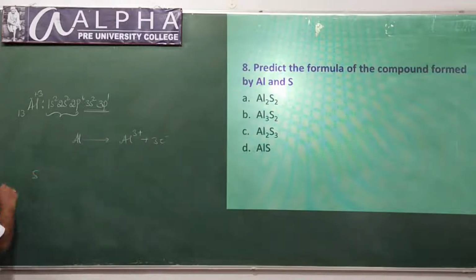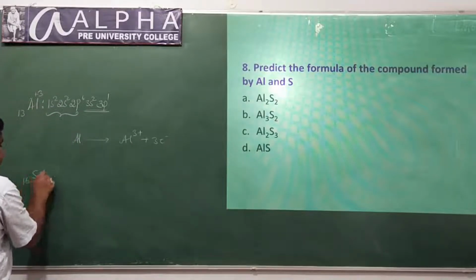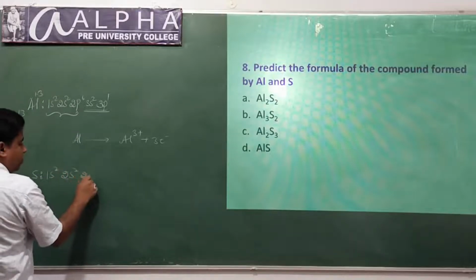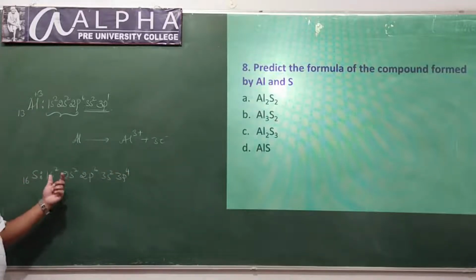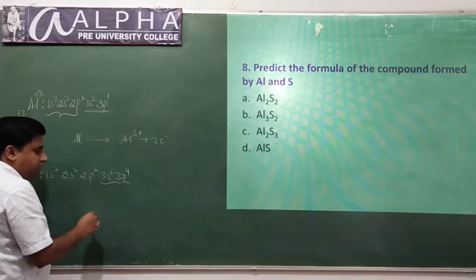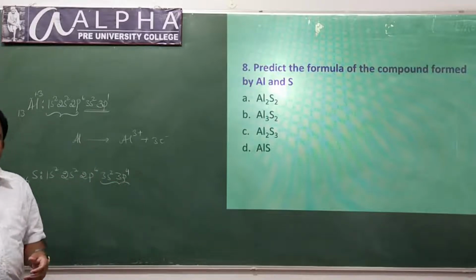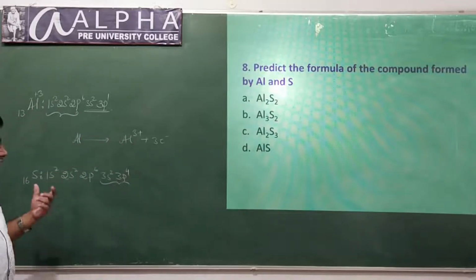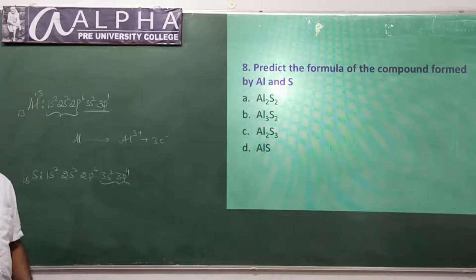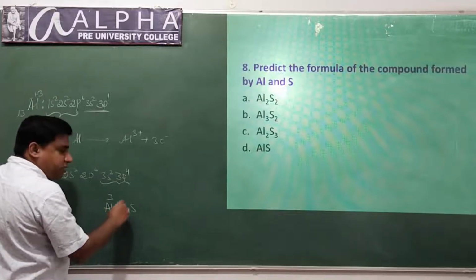How about sulfur? What is the atomic number of sulfur? The atomic number of sulfur is 16. What is its electronic configuration? 1s2, 2s2, 2p6, 3s2, 3p4. Correct. Now, don't you think sulfur, if it can accept two electrons, will attain the nearest noble gas configuration? So aluminium on losing three electrons will attain the nearest noble gas configuration, and sulfur on gaining two electrons will attain the nearest noble gas configuration. So what is the valency of sulfur? It's 2. The valency of aluminium is 3, and the valency of sulfur is 2.